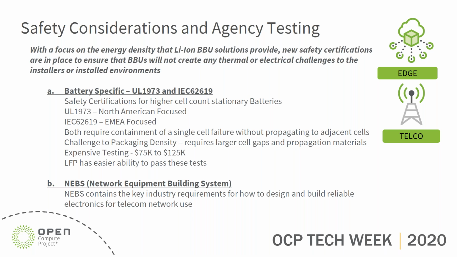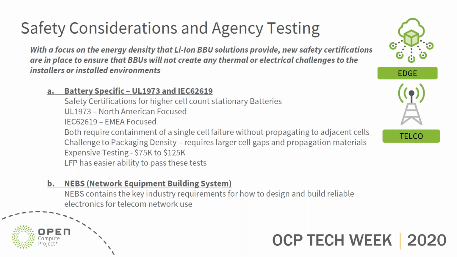So some of the safety considerations that have really come online, and I'm kind of like a preacher about this, is UL 1973 and IEC 62619. And really what's most important about these two certifications is the containment of any type of single cell failure without propagating to adjacent cells. So the testing goes in such a way that basically you short circuit a cell and it has a thermal event, and essentially the battery pack needs to be able to contain that without going into any type of massive failure to hurt anybody or turning it into a much larger event.